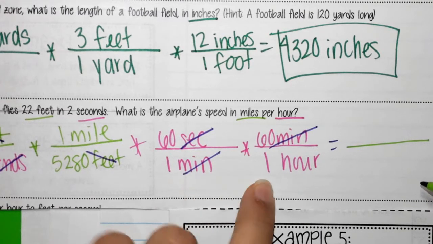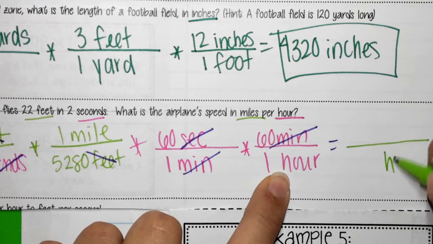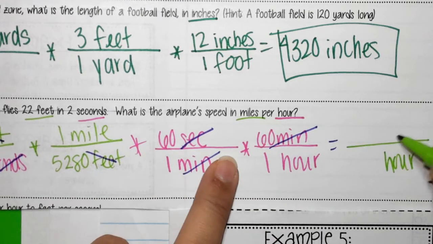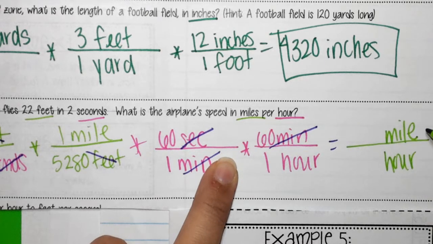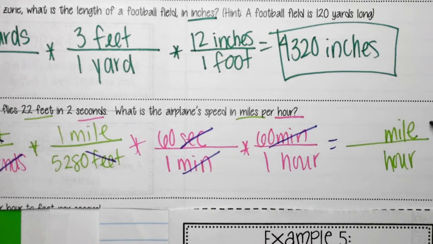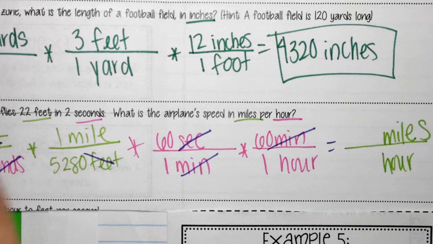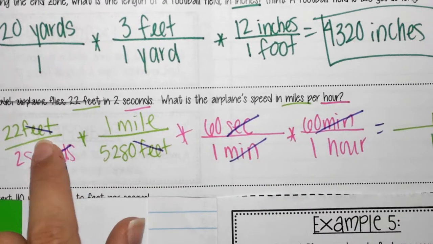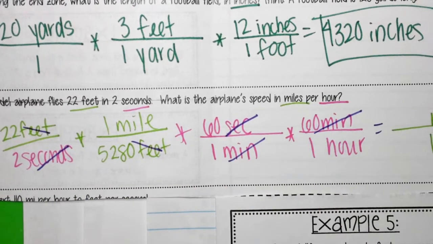What's left on the bottom? Hours. What's left on the top? Miles. Isn't that what we needed? So miles per hour. Now, let's multiply. You're going to multiply 22 times 60 times 60.